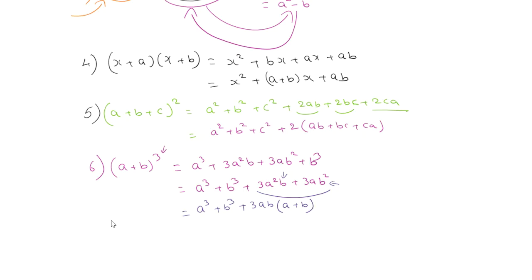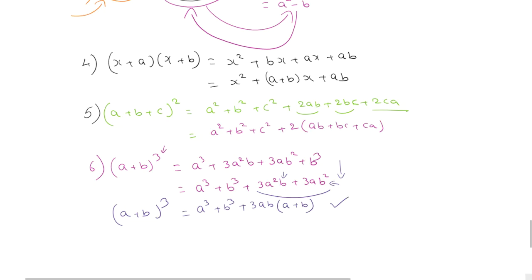So this is also a useful formula for a plus b whole cube, which will be frequently used. Comparatively, of these two formulas, this will be used more in mathematics, especially in the polynomials chapter. We are supposed to use this formula: a cube plus b cube plus 3ab into a plus b. So this is the a plus b whole cube formula.